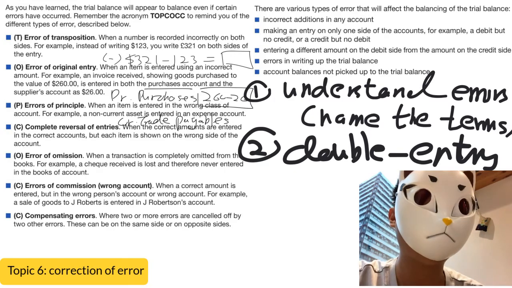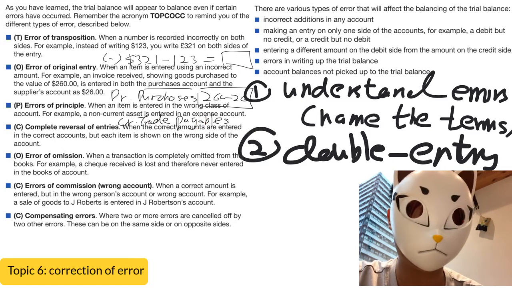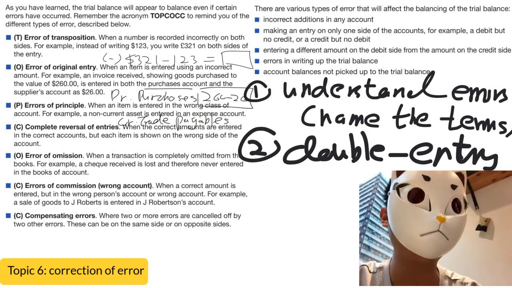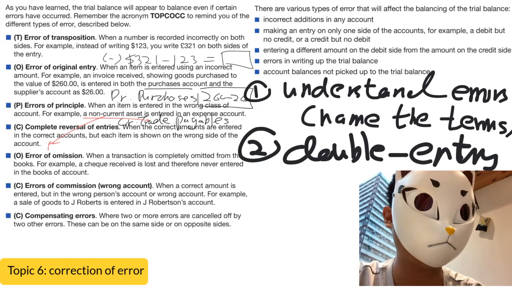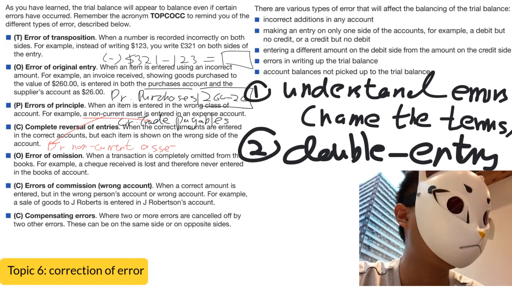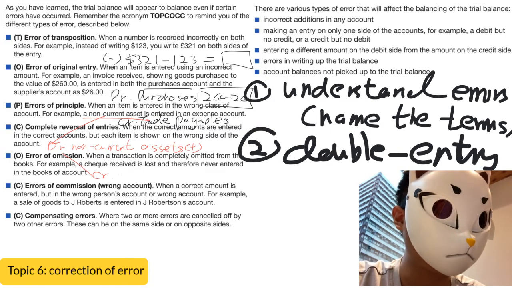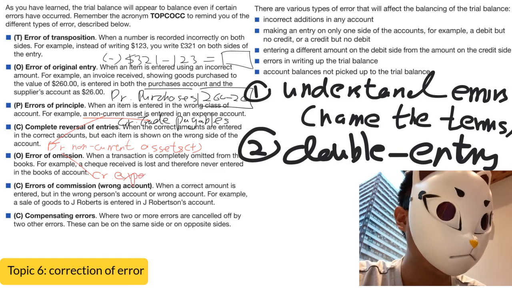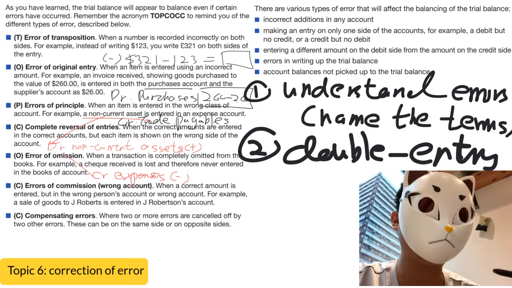For the third one, errors of principle. A non-current asset is entered in an expenses account. So what you need to do for this one is first of all debit the non-current assets, which will help you to add it up, and next we need to credit the expenses. This will help us to deduct back the expenses. So this is how we do it.